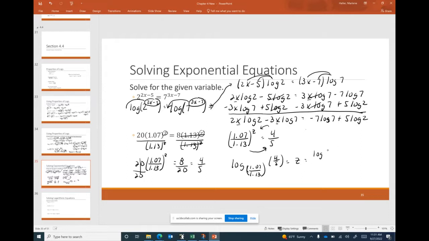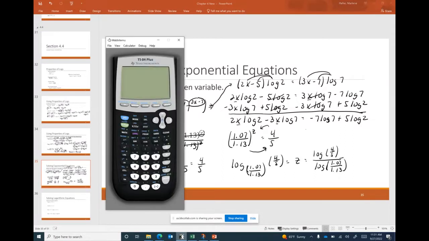It becomes the common log of, what's up high stays up high, so the 4/5 will be in the numerator, over the log of the base in the denominator, 1.07 divided by 1.13. All right, now that's something that every calculator can calculate. Let's see what that value approximates to. So we have the common log of 4/5. Calculator doesn't want to turn on. There it goes.